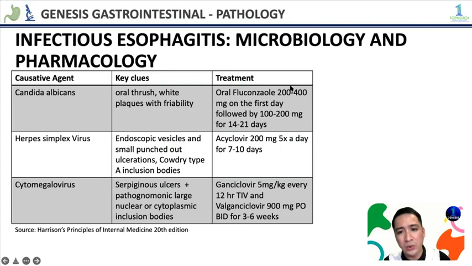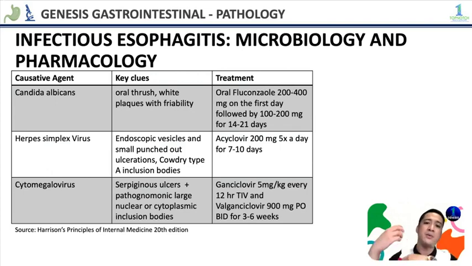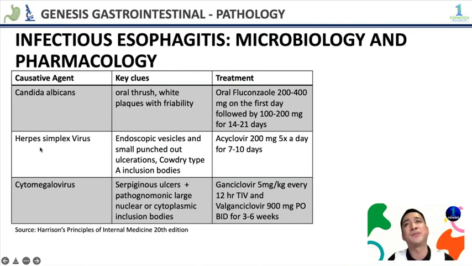We use 200 to 400 milligram once on the first day, followed by 100 to 200 milligram for the next 2 to 3 weeks. Another one you might want to remember is the nystatin swish and swallow preparation. We also use that in oral candidiasis. For herpes simplex virus, your Cowdry type A, does it ring a bell? Yes, Cowdry type A inclusion bodies, a correlation to micro, we use acyclovir.